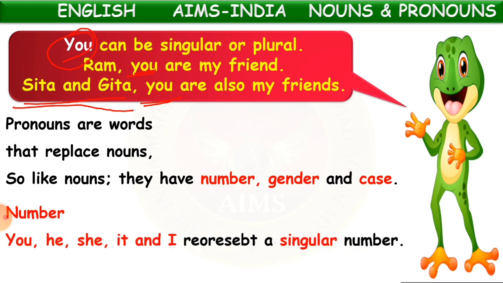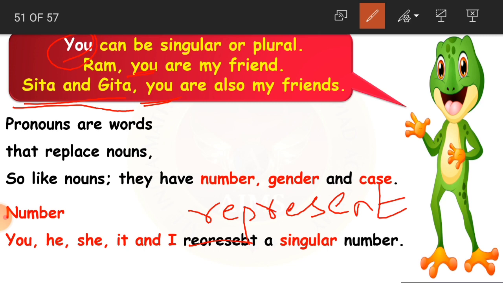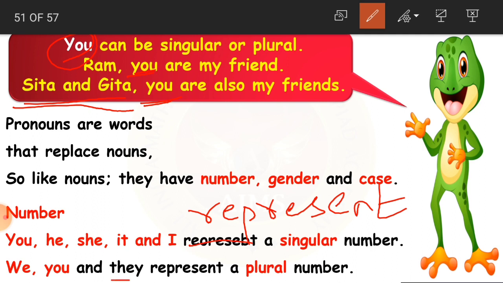And what is number? Here, you, he, she, it and I represent a singular number. And we, you and they represent plural number. Clear, children? So you have to remember this.